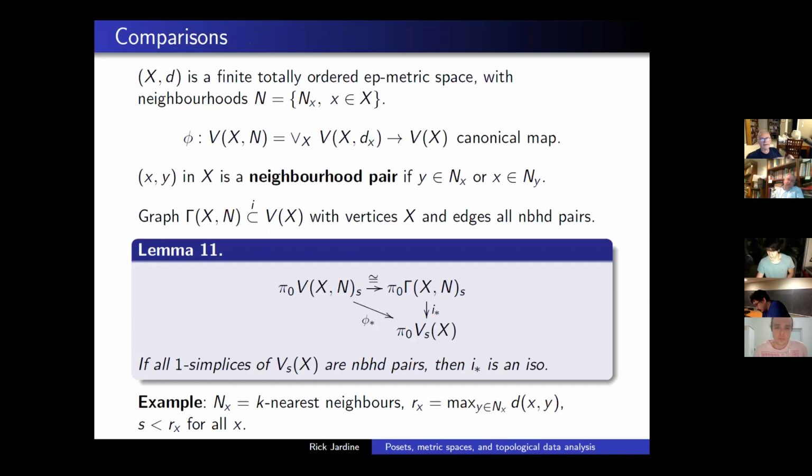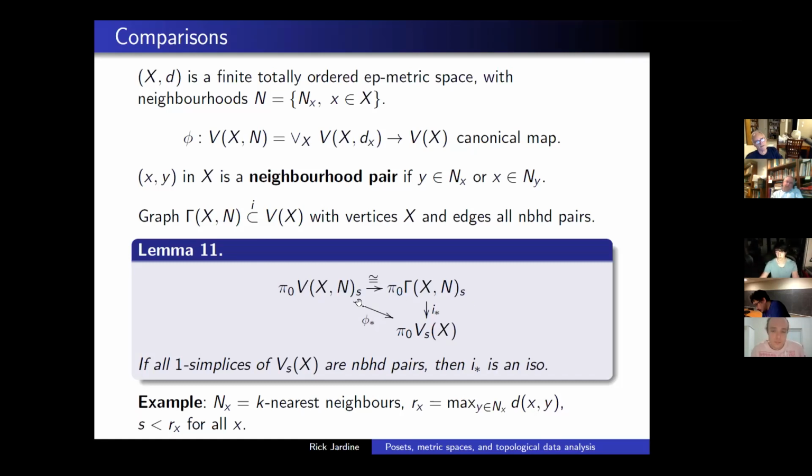You can look inside X, the data set. You can see that a pair of elements is a neighborhood pair if x is in the neighborhood for y or y is in the neighborhood for x, okay? You make a graph out of that with vertices X and edges given by all neighborhood pairs. It's not just a graph, it's a system of graphs, right? Because S is varying here. The distance parameter is varying. And you can prove a lemma, namely that the path components of this UMAP complex for distance parameter S are isomorphic to the path components of the neighborhood graph for parameter S.